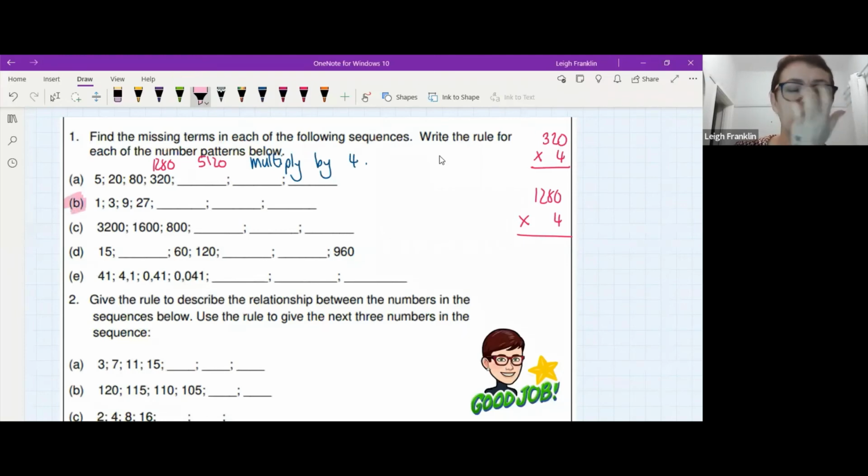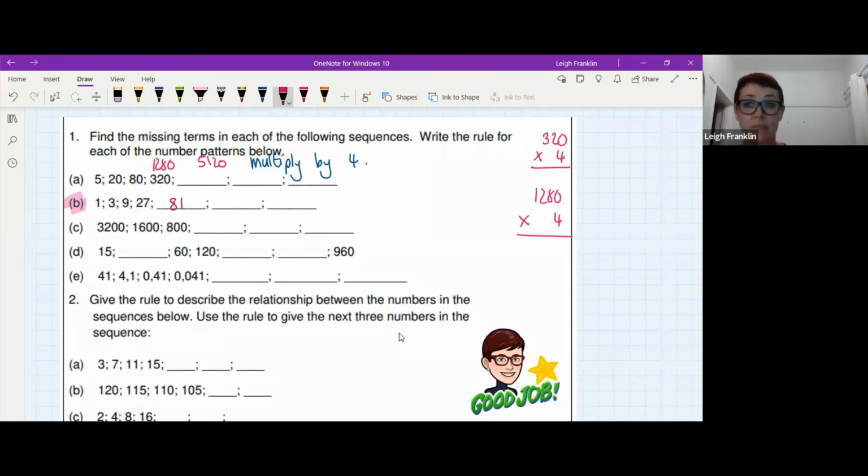What are we doing each time? Then B, you multiply by 3. Exactly, Sinotando. Perfect. So 27 times 3 is 81. It is indeed. That's very good. Well done.